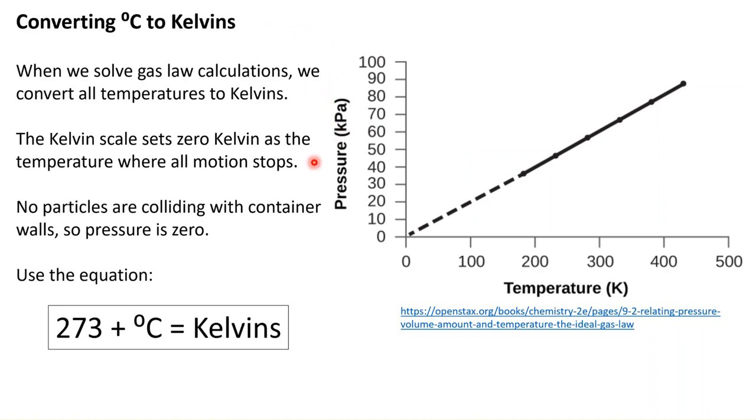The Kelvin scale was set up so that when all particle motion stops, that is theoretical 0 Kelvin. Since there are no particles moving, there are no particles colliding with the container walls, so the pressure would be 0. Here is the equation that you will use to convert: 273 plus degrees Celsius is kelvins.